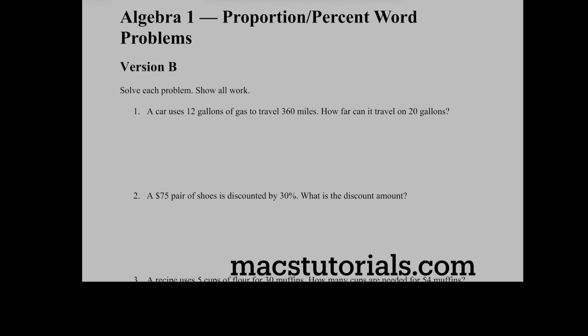Hello everybody, this is Mac and we're going to work on our word problems with proportions.